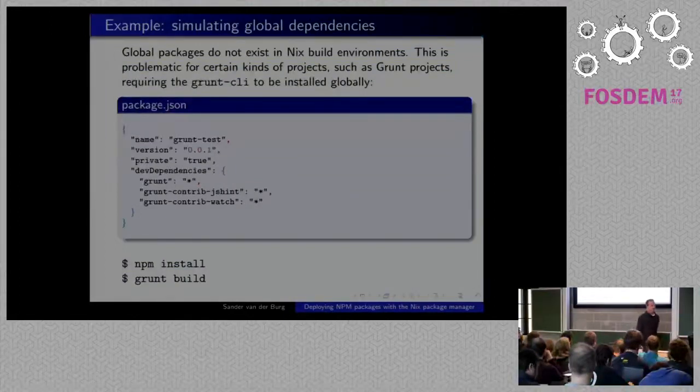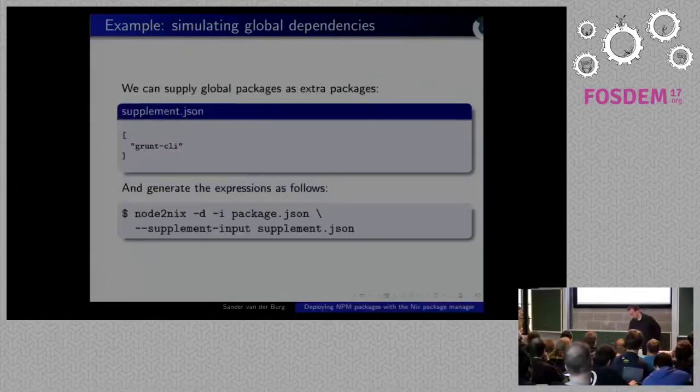And there's also a third use case. There are also some tools using npm as a plugin manager. For example, Grunt is a build tool, and it uses npm to obtain the Grunt plugins. And what you typically do is you define them as development dependencies. What you then do is you run npm install, and then you run grunt build after you do npm install. And this workflow is also supported by node2nix.